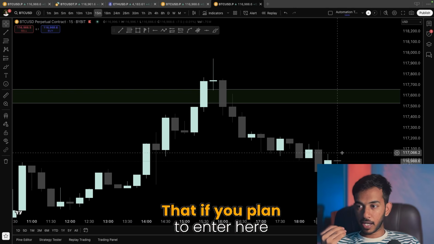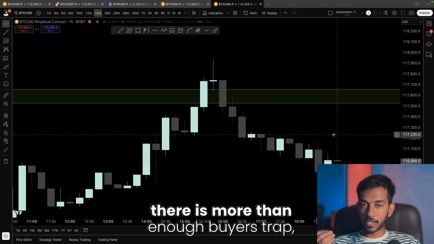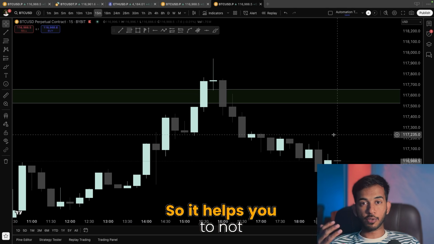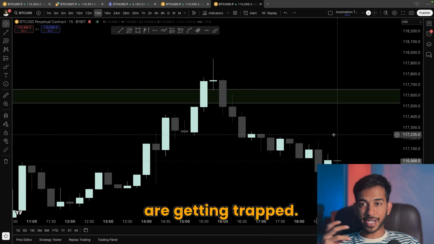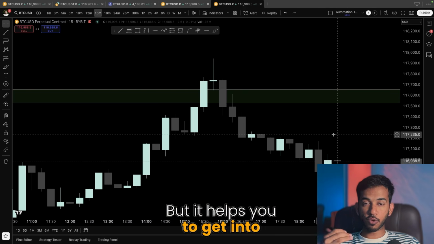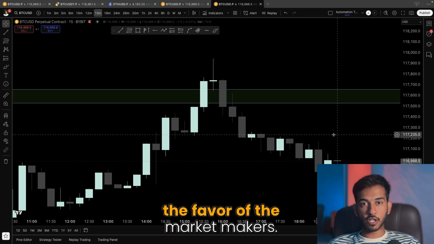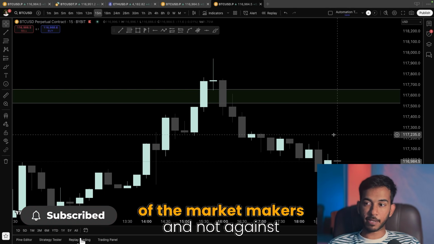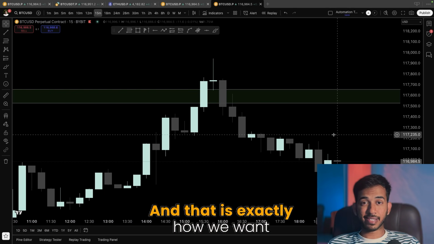All right, if you plan to enter here, there are more than enough buyers trapped, more than enough sellers trapped. So it helps you to not be one of those traders who are getting trapped, and it helps you to get into a trade which will be in the favor of the market makers. So you will be entering a trade in the direction of the market makers and not against them, and that is exactly how we want to trade.